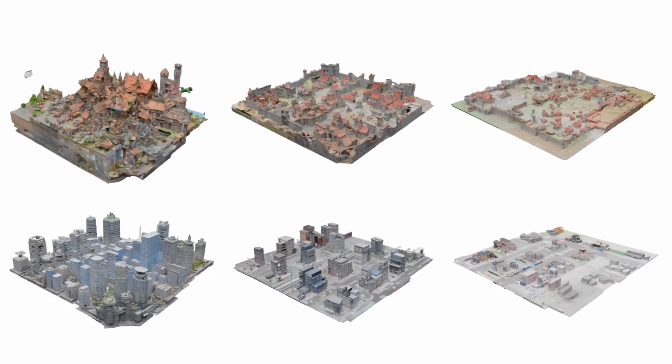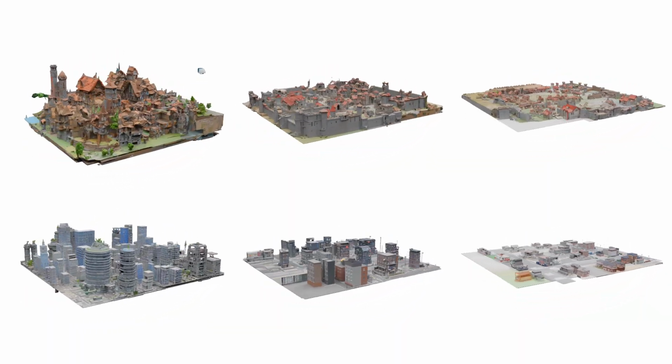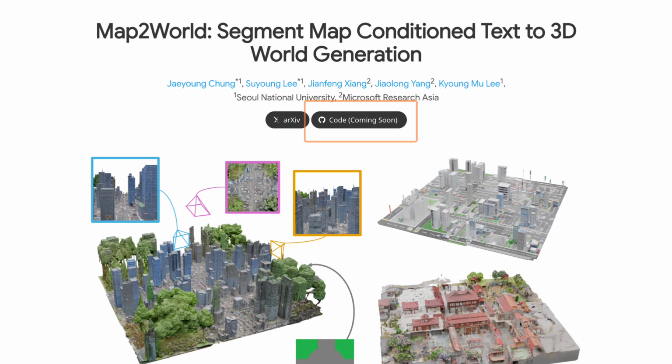And you can also control the scale. Same map, but output as a tight close-up village or a wide sprawling city. That's a big deal for world building. Code is coming soon on GitHub.